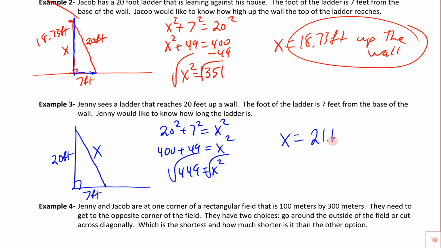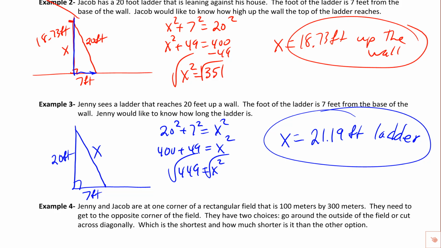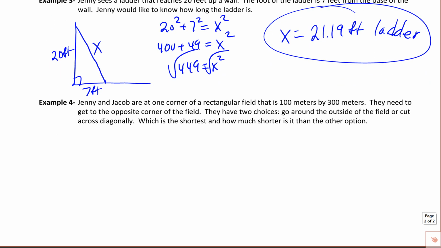So 21.19 feet. That's the ladder. So we'll just write ladder right here, and we'll be all set and done with that problem. So notice that this had the same numbers in it. All we did was flip-flop. Instead of the ladder being 20 feet, it was 20 feet up on the wall, and that makes the ladder a little bit longer. Again, you're always going to run into Pythagorean problems, and the hypotenuse is always going to be the longest side because it's across from the biggest angle.